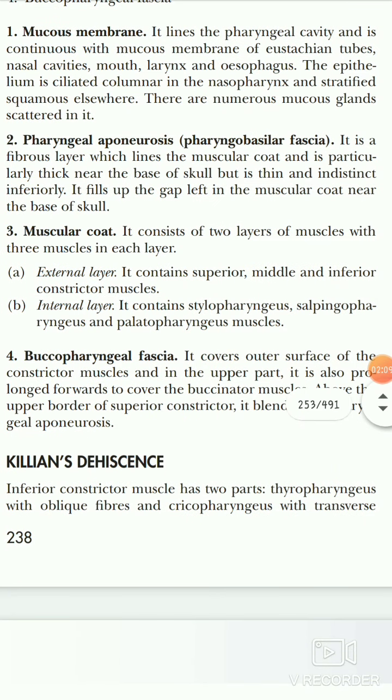Muscular coat. It consists of 2 layers of muscles and 3 muscles in each layer. External layer contains superior, middle, and inferior constrictor muscles. Internal layer contains stylopharyngeus, salpingopharyngeus, and palatopharyngeus muscles.